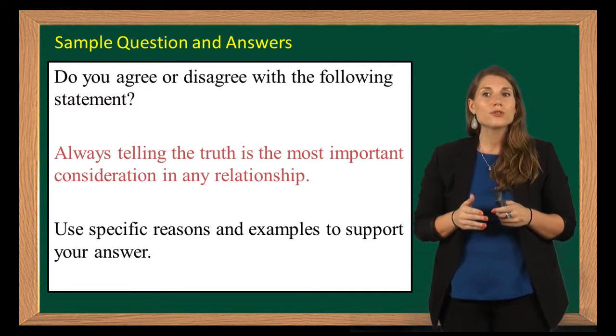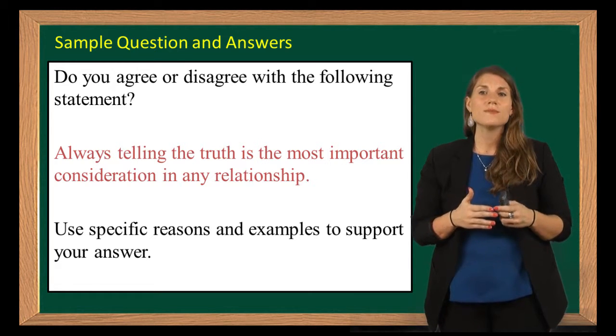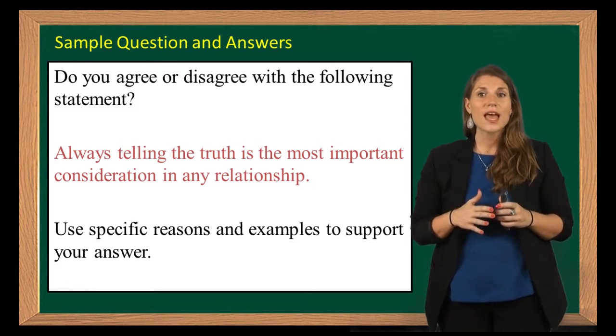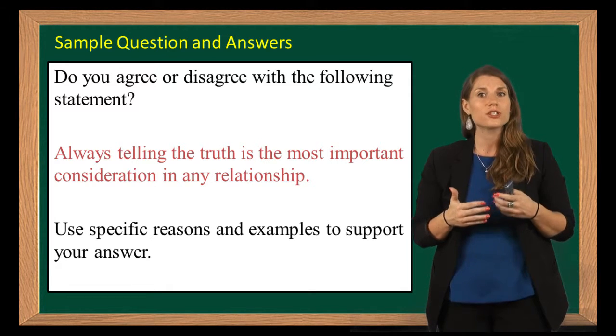Take a look at the writer who scored a 5. This person argues that dishonesty, unlike other negative behaviors, cannot be forgiven, and that it can be the most important factor in destroying a relationship.